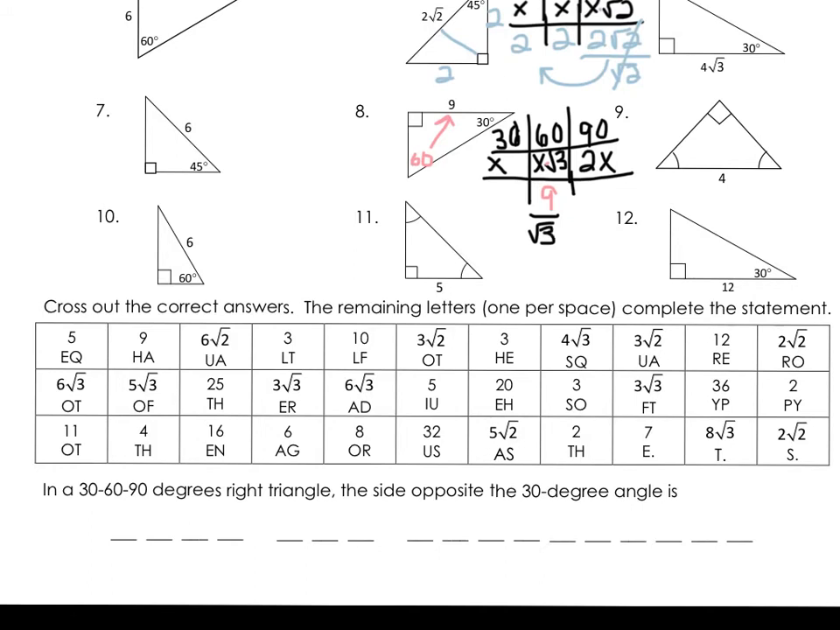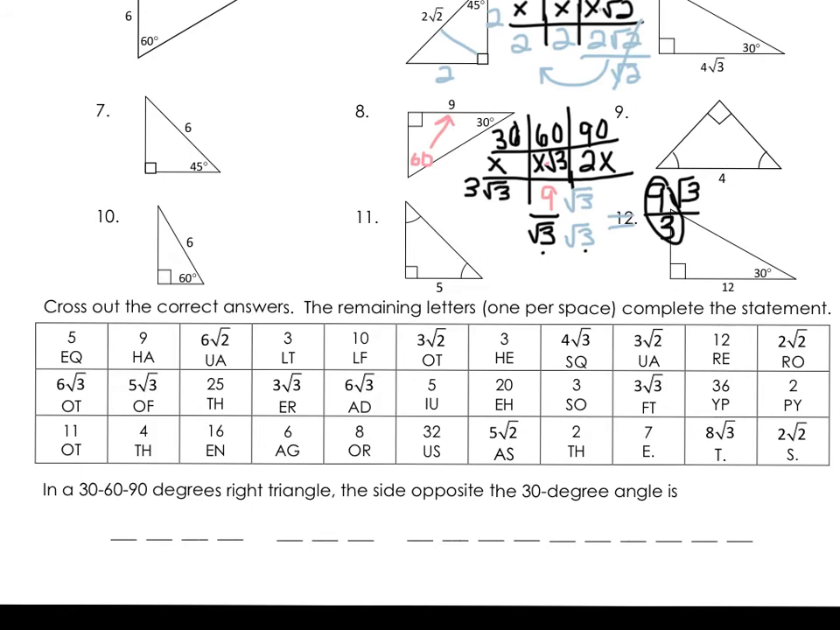But we can't just leave the square root on the bottom. We have to multiply on top and bottom by the square root of 3. So this will equal 9 square root 3 on top, and the square root of 3 times the square root of 3 is 3. So let's reduce. 9 over 3 is 3. So this answer right here is 3 square root 3.